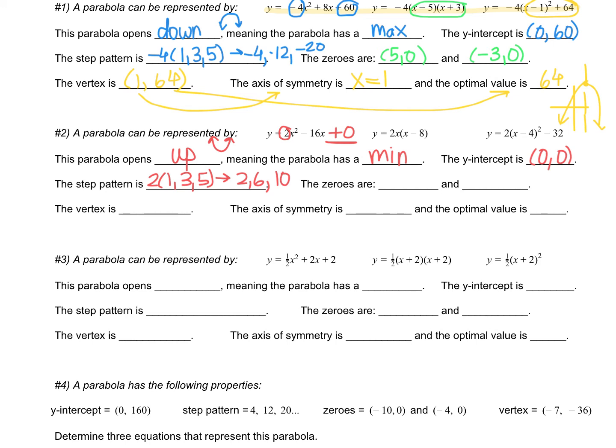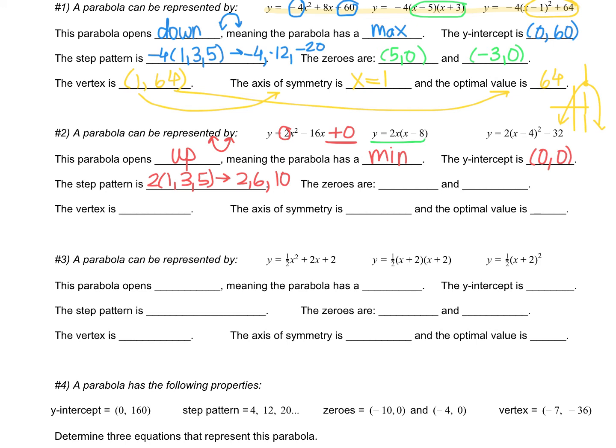Now for the zeros, we know it comes from factored form, which is right here. Now this factored form looks a little different because we don't have two brackets. Instead, we have x minus 8 as a bracket, and then 2x is kind of a common factor in front.